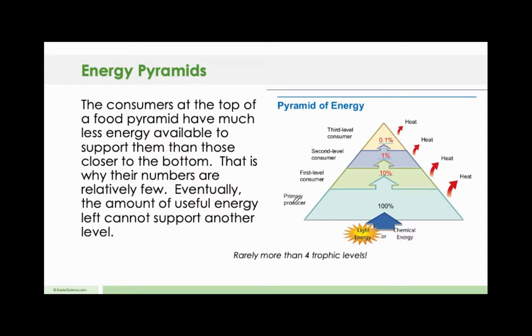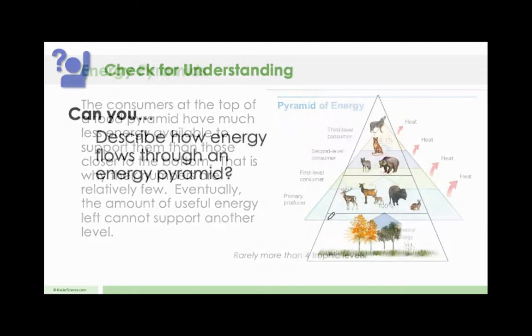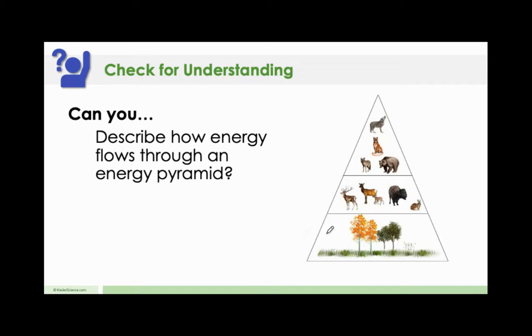So the consumers at the top have much less energy to support them than those at the bottom. So this 0.1% has to survive on the 1% here. The first level consumers, the primary consumers, have a heck of a lot more energy to survive off of than the rest. So can you describe how energy flows through an energy pyramid? Where's the energy going? How is it getting transferred? How much actually gets passed on from one level to the next level? If you can figure that out, you should be pretty good for this unit.